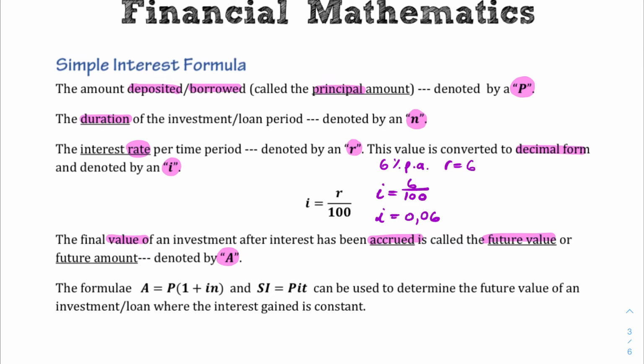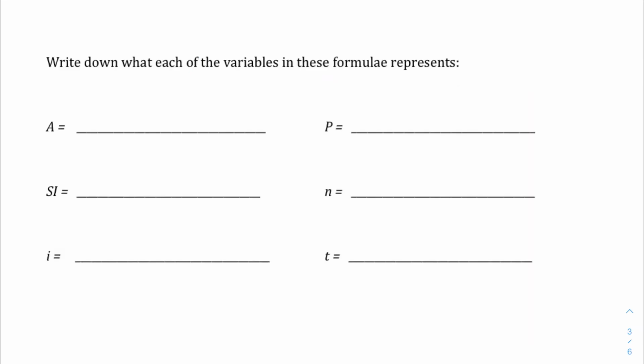So our two formulas with A, P, I, and N, that's the accumulated amount. And then this formula, SI is equal to PIT. This is going to give us only the simple interest. So let's write down in our worksheet what each of the variables in these formulas represents. A is the total amount of money in our account at the end, so time is very important, of the investment or the loan.